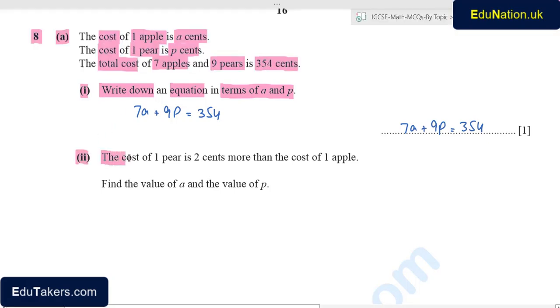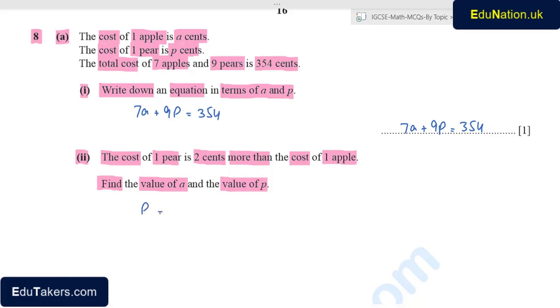Part 2. The cost of 1 pear is 2 cents more than the cost of 1 apple. Find the value of A and the value of P. 1 pear is 2 cents more than the cost of 1 apple, so P equals 2 plus A.